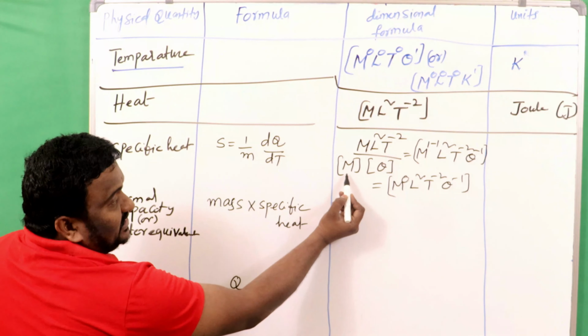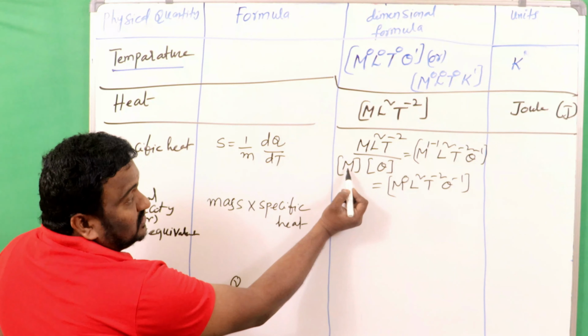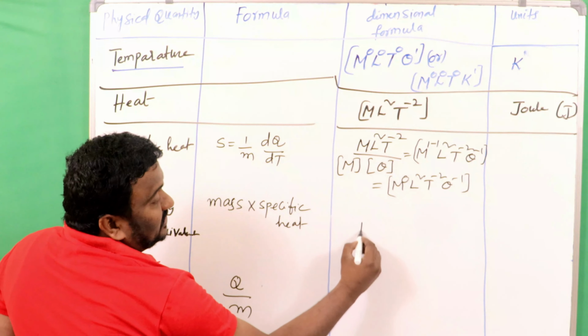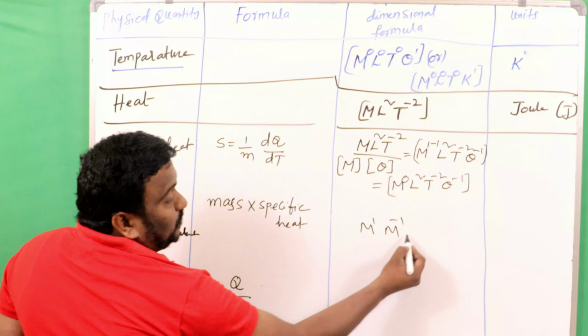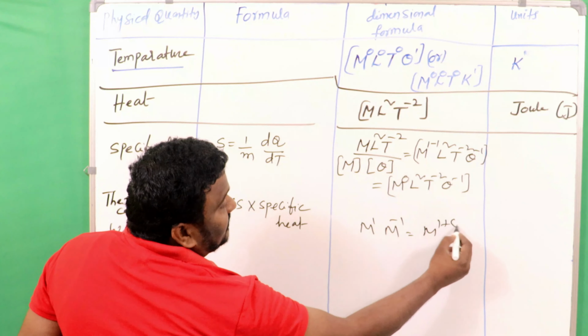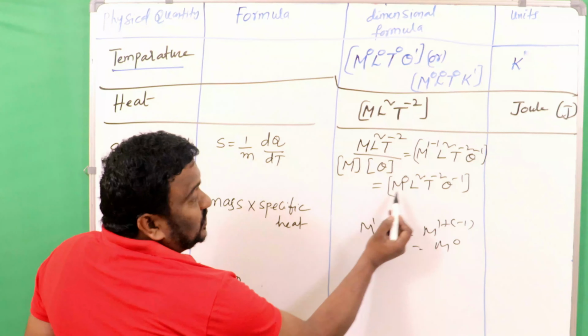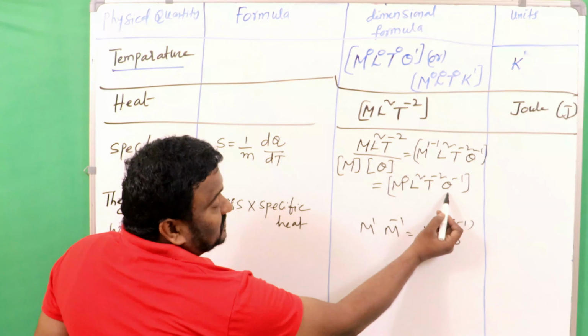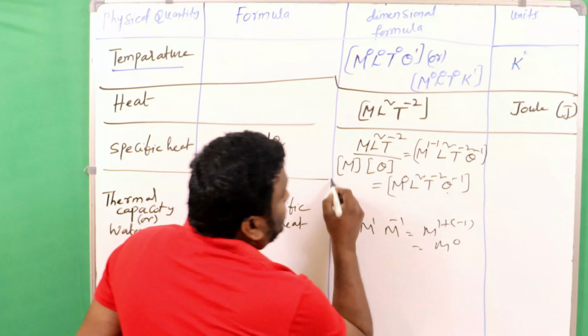Here M is in the denominator with dimension 1; if it comes to the numerator, it becomes minus 1. Already M to the power of 1 is there, so M to the power of 1 and M to the power of minus 1. When bases are equal, we have to add the exponents, that is M to the power of 0. So M to the power of 0, L square T to the power of minus 2, theta to the power of minus 1 is the dimension formula of specific heat.